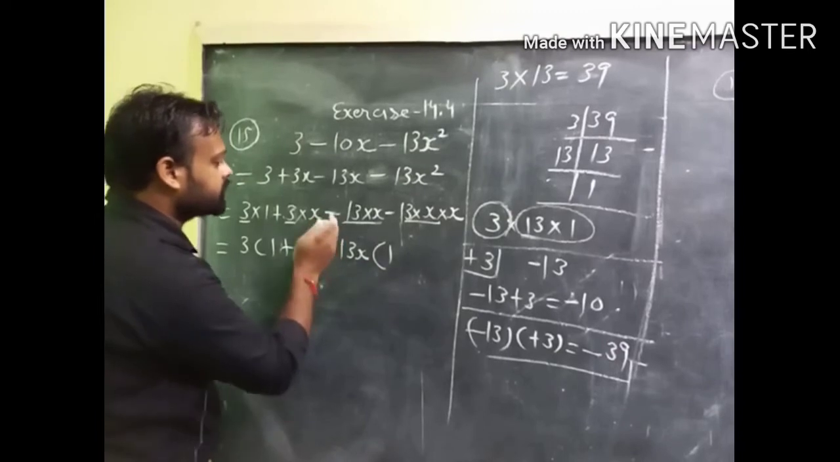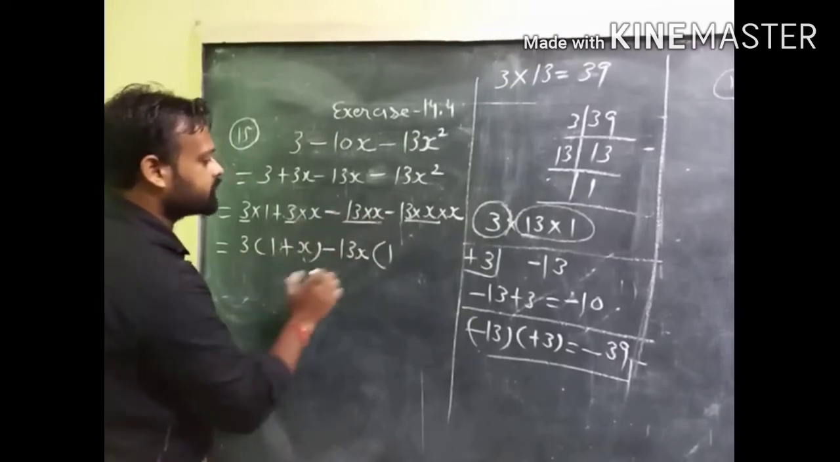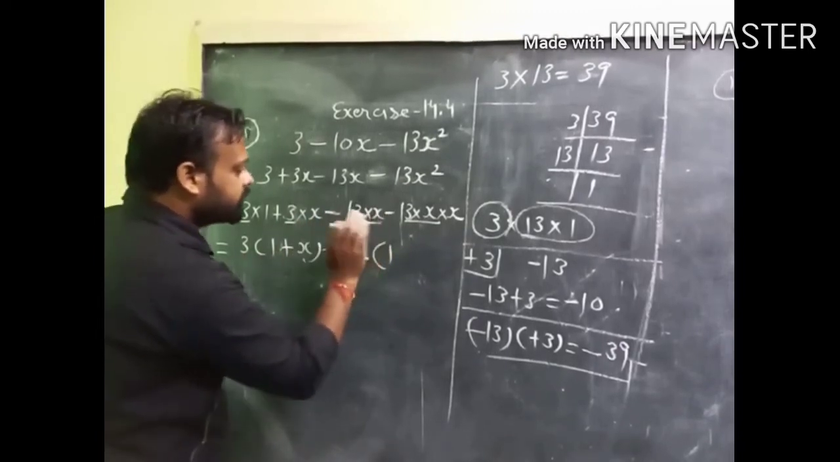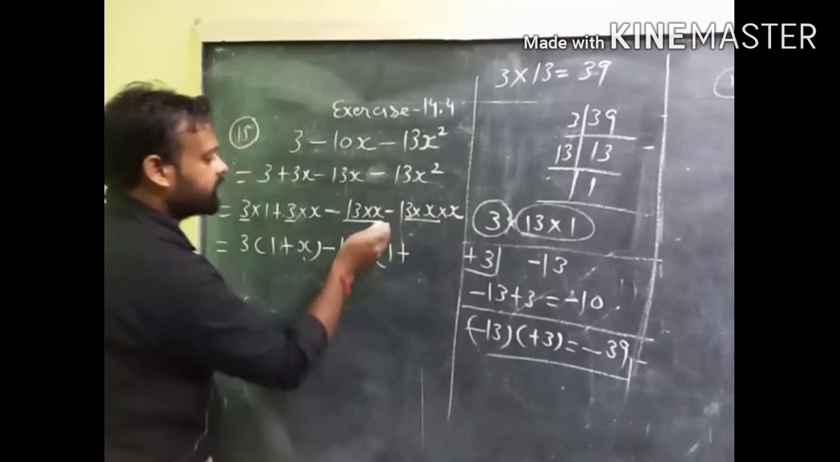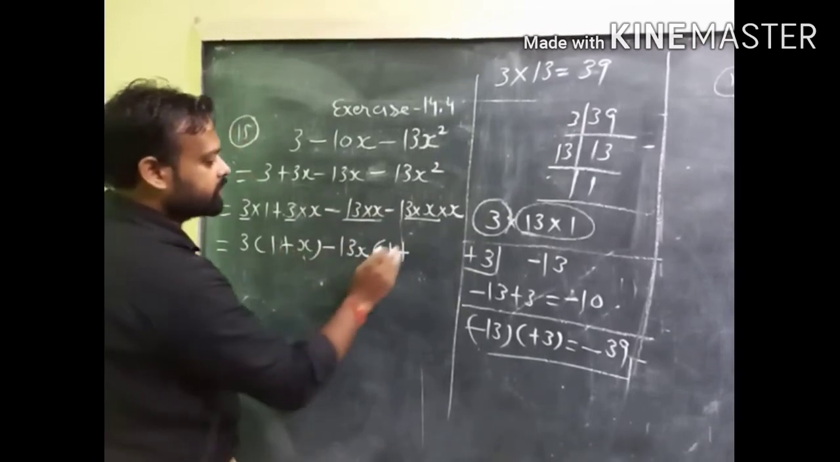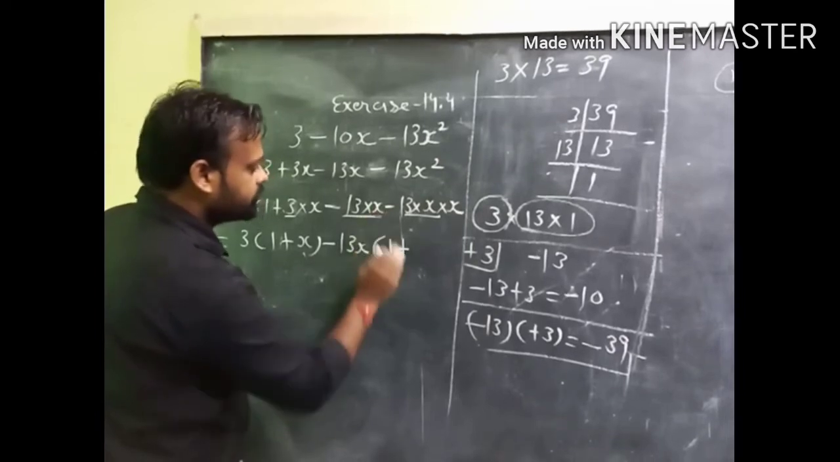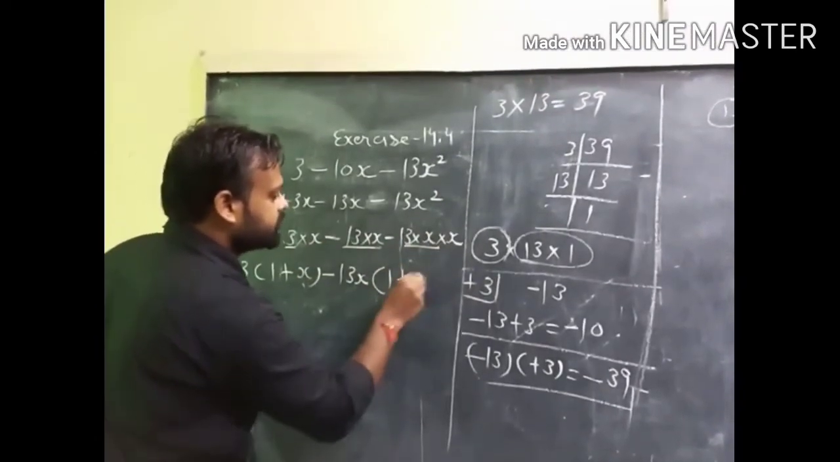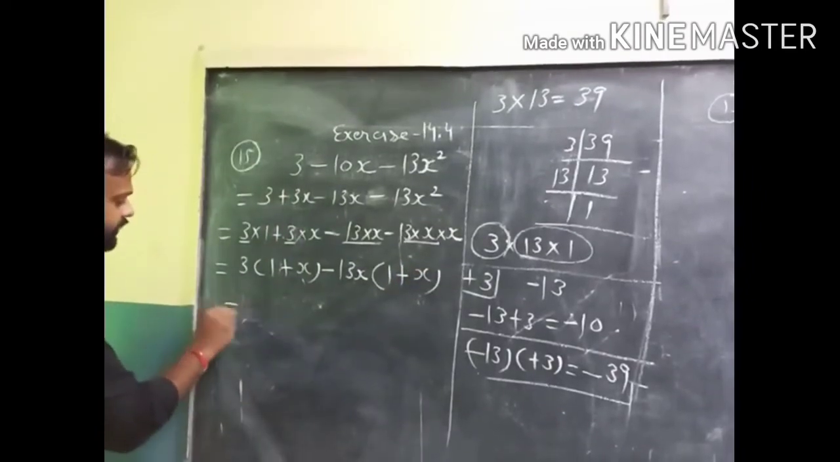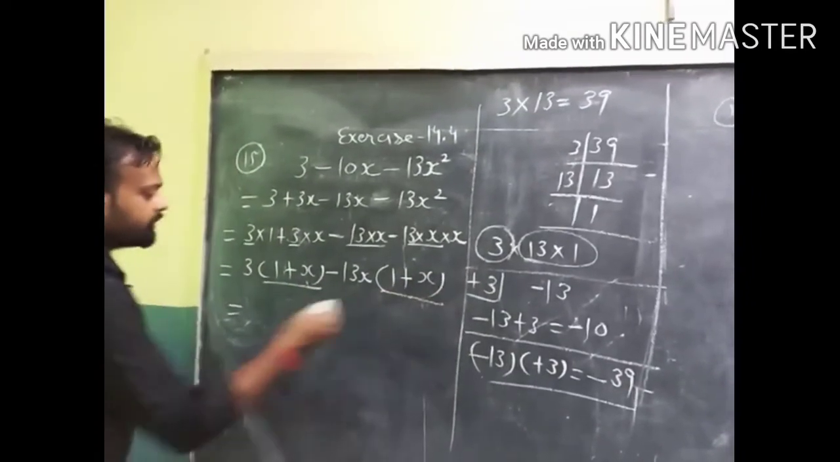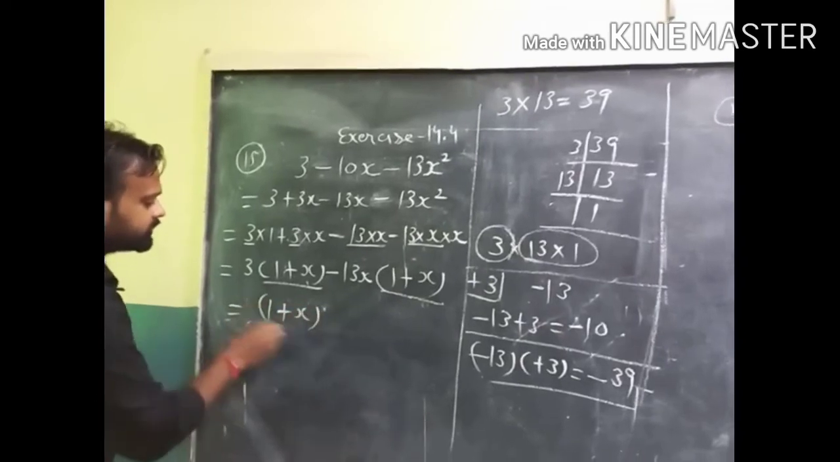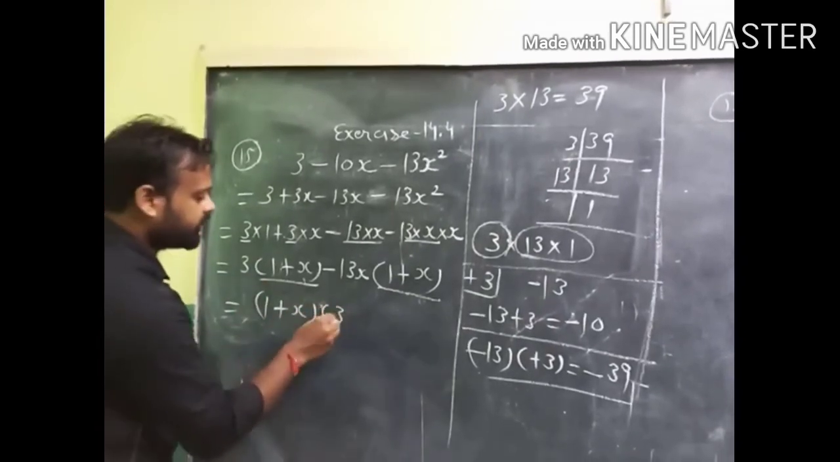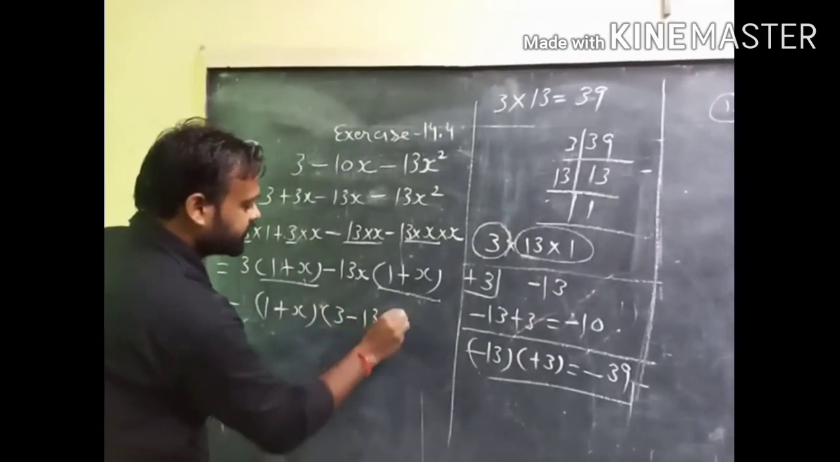So it means I took this minus common and this 13x also, so here is 1, and now in this case again we have to change the sign. Why? Because we are taking minus common here, so minus will become plus, and then 13 into x is taken common, so only x is left inside the bracket. So now you can see 1 plus x and 1 plus x is common. So now you can see here is 3 minus this 13x inside the bracket.